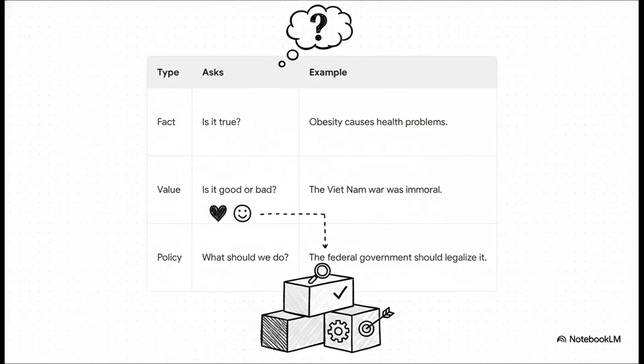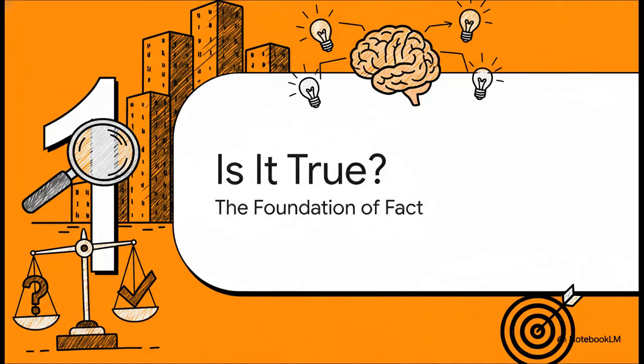All right, here it is. Every single argument, and I mean every argument you'll ever come across, is built on just three types of claims: claims of fact, claims of value, and claims of policy. Seriously, think of them as the Legos of persuasion. If you understand these three, you've got the key to unlocking pretty much any debate. Okay, so let's dive in.